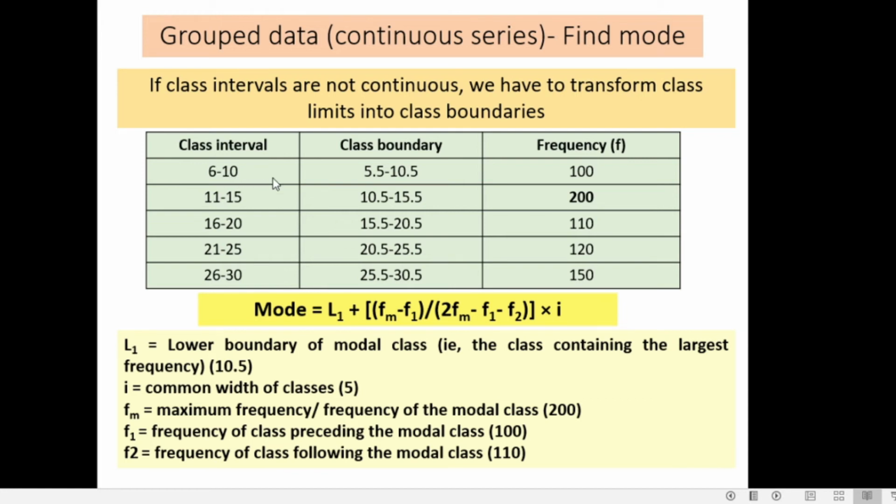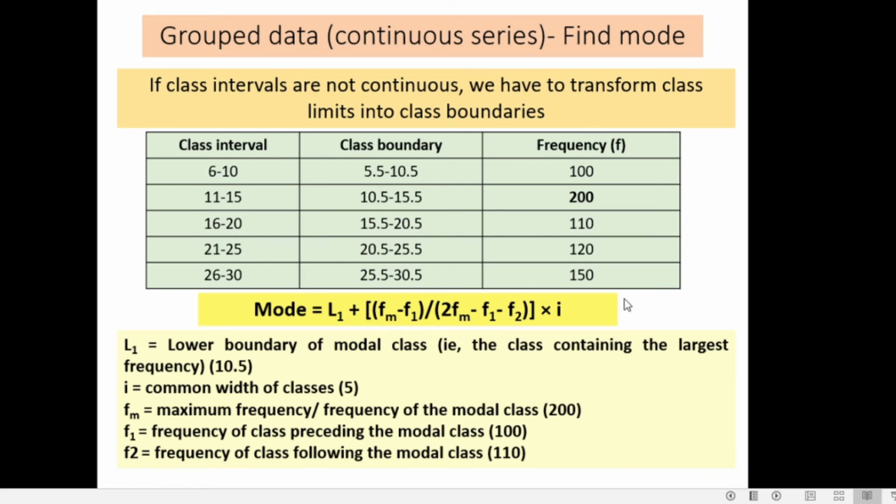That means the lowest boundary minus 0.5 and the highest boundary plus 0.5. So that is how we made it a continuous series. You can see 15.5 to 20.5, 20.5 to 25.5, 25.5 to 30.5. Now, this discontinuous series has been converted to a continuous series by transforming the class limits into class boundaries. And now we write the frequency.